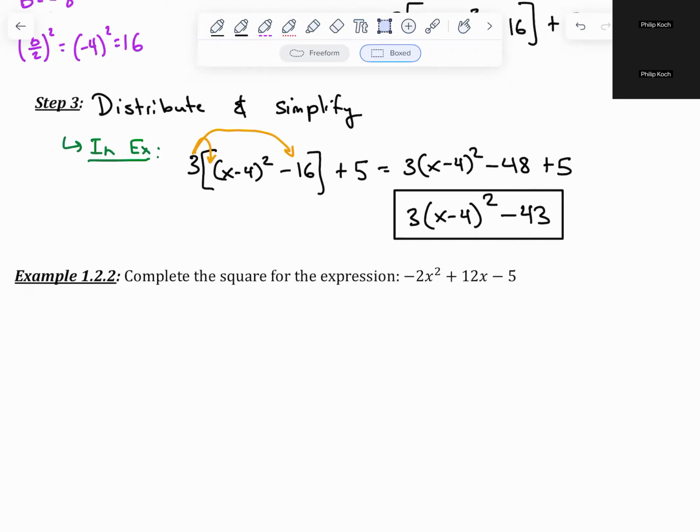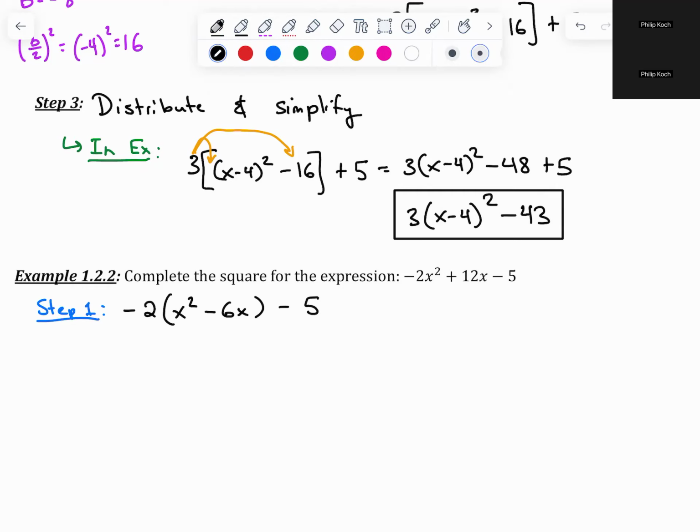Okay, I'm getting sidetracked. So this one: negative 2x squared plus 12x minus 5. We're going to work through the process again. The leading coefficient is not 1, so we say, I don't want to deal with that, I want to make it 1. So we will factor out your a coefficient, which in this case is negative 2. Step 1: I'm going to factor out a negative 2 from the first 2 terms. That makes it a positive x squared minus 6x, and then minus 5. Then I'm going to complete the square on the inside of the parentheses.